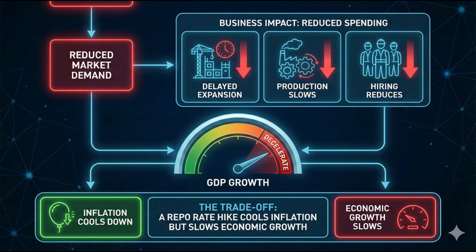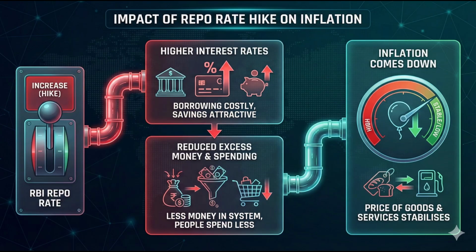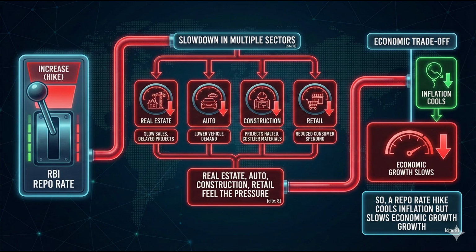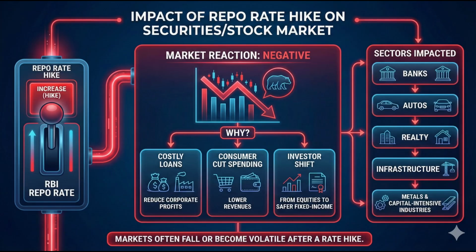2. Businesses reduce spending. Companies delay expansion plans because financing becomes costly. Production slows, hiring reduces, and GDP growth can decelerate. 3. Inflation comes down. Higher interest rates reduce excess money in the system. People spend less, so prices of goods and services stabilize. 4. Slowdown in multiple sectors. Real estate, auto, construction, and retail feel the pressure. So a repo rate hike cools inflation but slows economic growth.